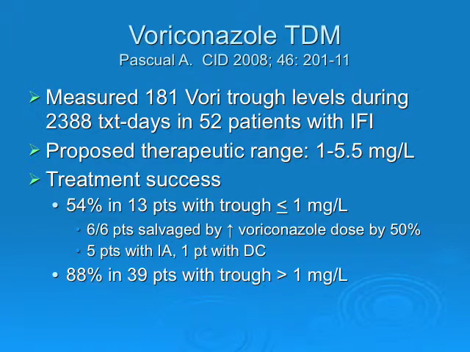Voriconazole therapeutic drug monitoring, there really does seem to be a role for this in clinical practice. This group measured 181 voriconazole trough levels in 52 patients with invasive fungal infections. They found that the most desirable trough concentration levels were 1 to 5.5 milligrams per liter. They had, again, a fairly small number of patients, but 54% treatment success in 13 patients with a trough level of less than or equal to 1. Of the 6 that failed, they bumped up their voriconazole dose by 50%. And in this small group, they actually salvaged all 6 of these patients, 5 with Aspergillosis, 1 with disseminated Candidiasis, without making any other changes.